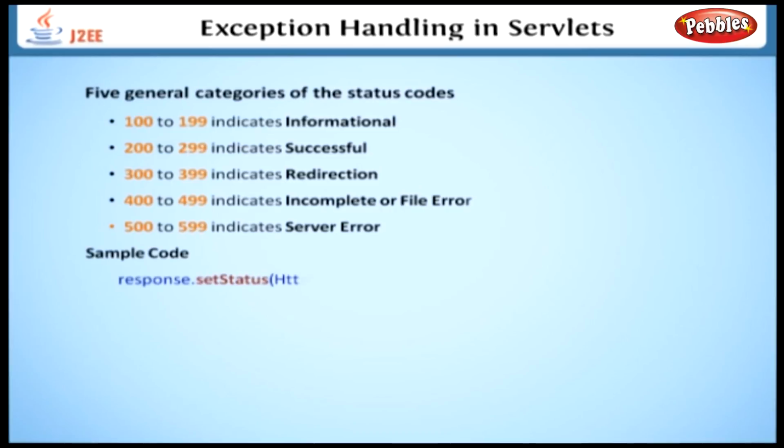Here now is an example code that shows the setStatus method, setting the status for a resource that was requested that was permanently moved.